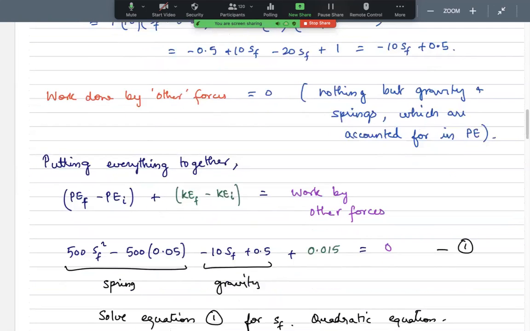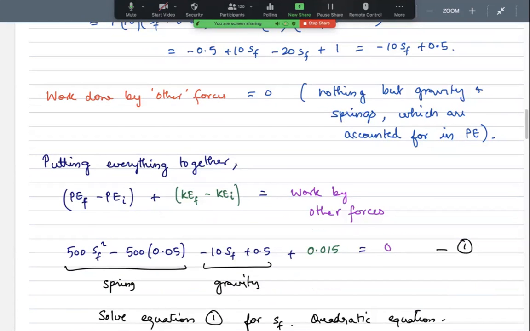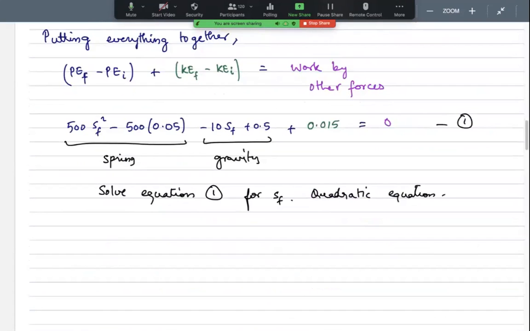Okay, so now we are going to just put everything together. P final minus P initial, K final minus K initial, work done by other forces. We put in the spring potential energy difference, gravity potential energy difference, KE difference, equal to 0. And we have this equation, which is an equation in one variable, S_F, namely the final stretch of the spring. This is a quadratic equation, which you can solve. You're welcome to use a calculator or use the standard formula, minus b plus or minus square root of b squared minus 4ac, all over 2a.